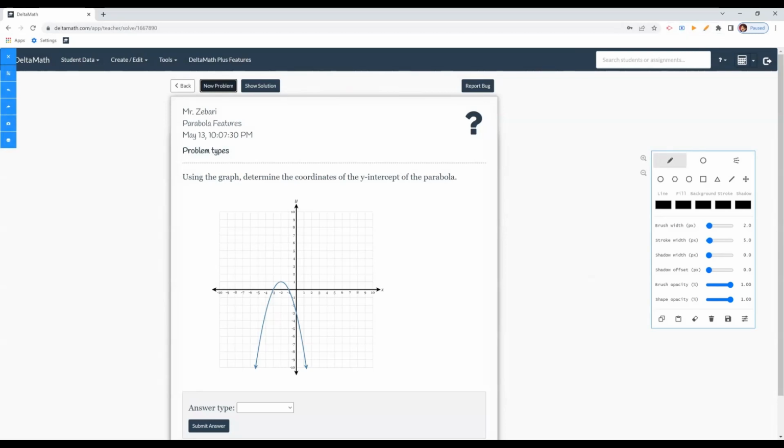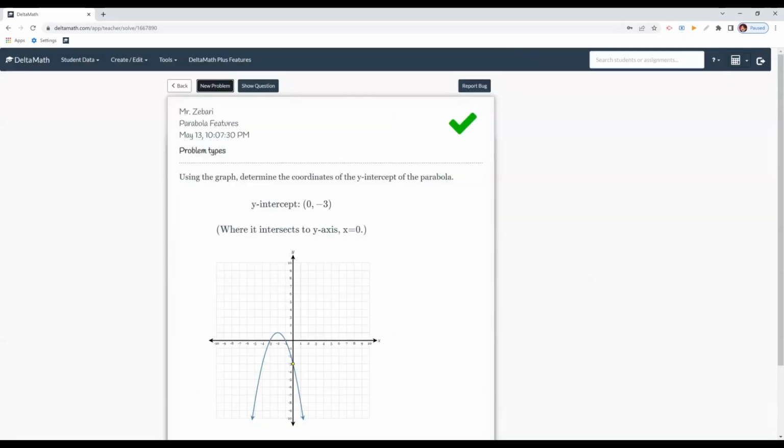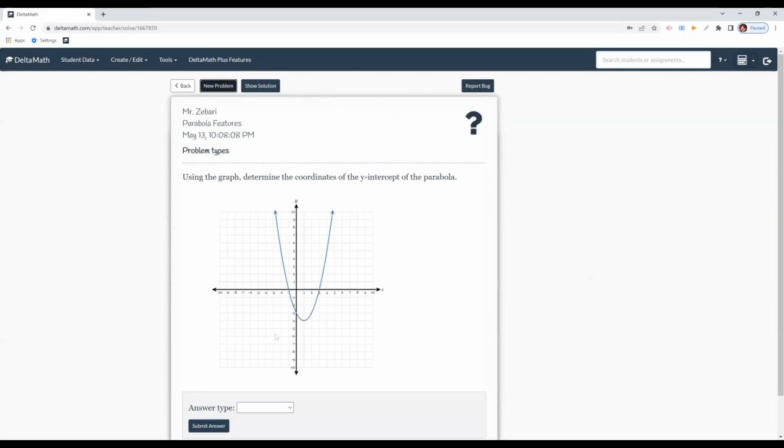Alrighty, let's go. So the y-intercept is when the parabola intersects the y-axis, or when x is equal to 0. So let's go along the y-axis. Oh, and there's the point. Nothing else there. I have 0 because x is equal to 0 on the y-axis, and the y-intercept is -3. And that is our 1 point: 0 and -3.